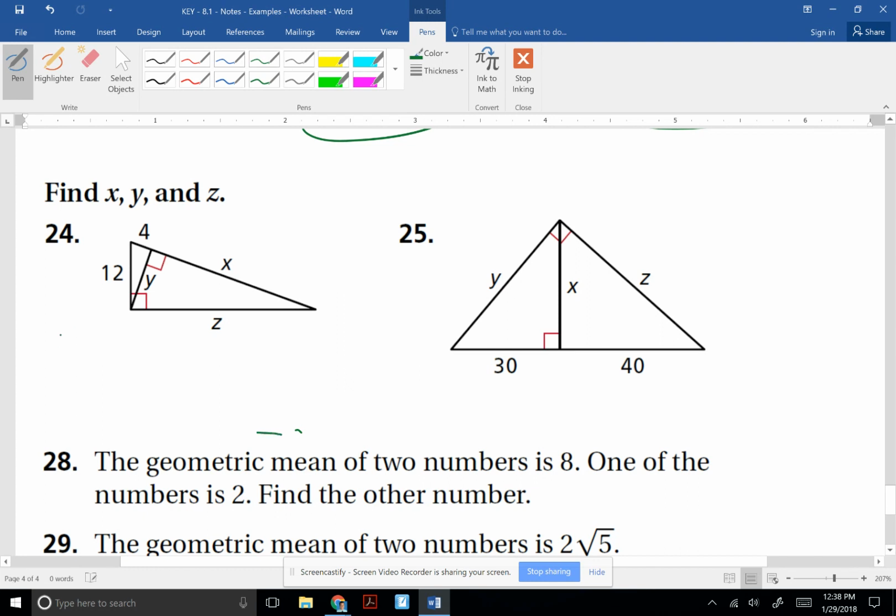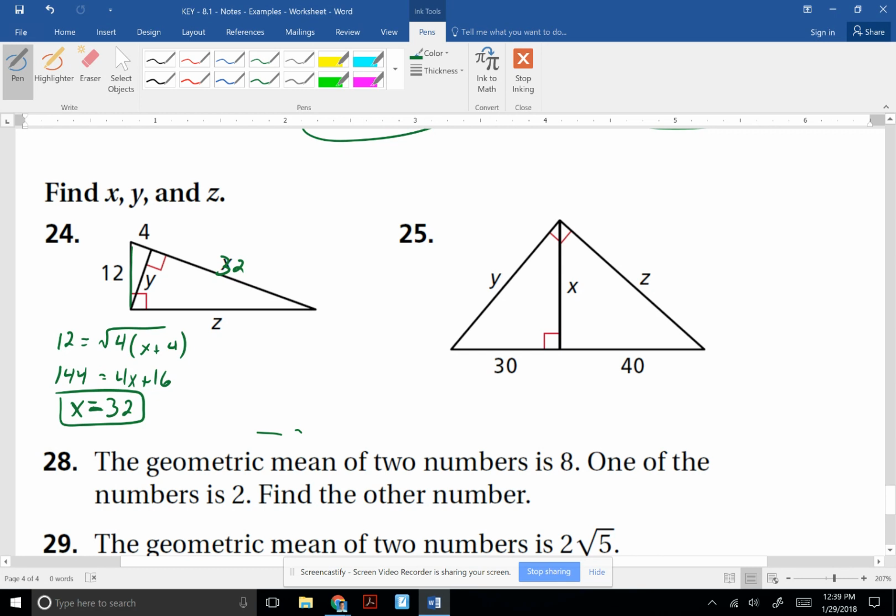Let's do 12, right? This leg is going to be the geometric mean of the piece closest to it, 4, and the entire hypotenuse, x plus 4. So then we have 4x plus 16. We can square both sides, so we get 144, right? And then all we have to do is solve from here, right? 144 minus 16. Oops, did that wrong. You can't see that. And then divide that by 4. So 32. x equals 32.